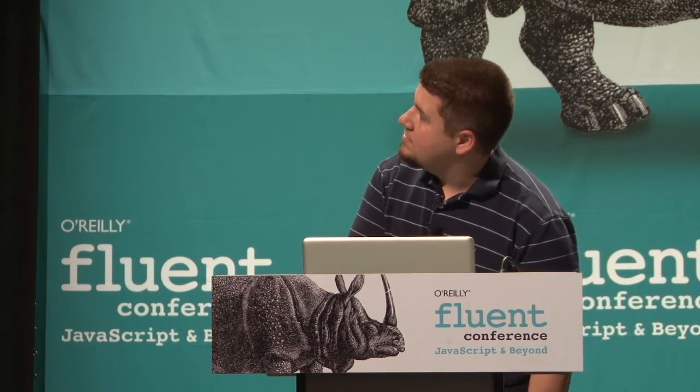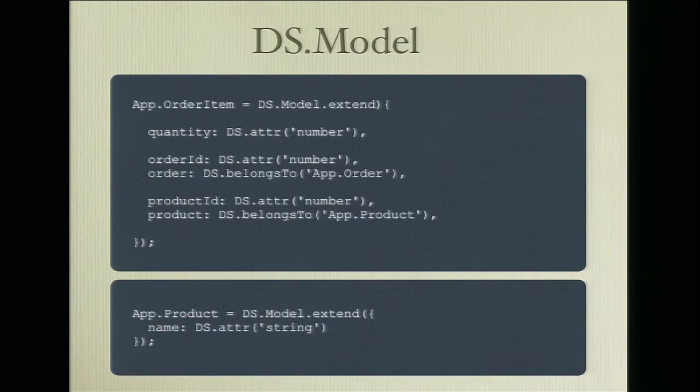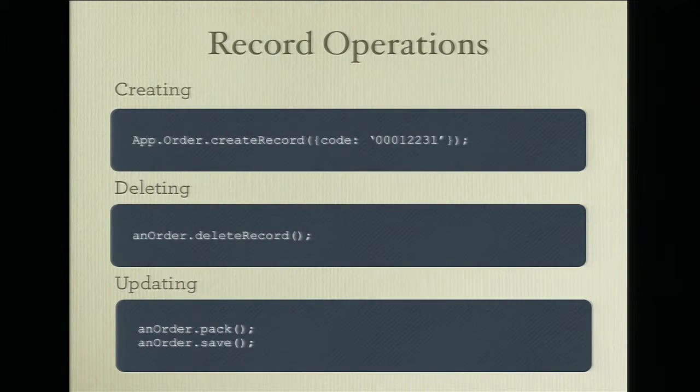A model looks like this. So you can just set this DS model extend. You can set attributes. It works. This looks very similar to what we had before. Different types here. You also have associations. It knows how to map product underscore ID to product ID. You can create records. This doesn't actually hit the server until you save. Delete records. This is all within the scope of that store. It's deleting it from the store.